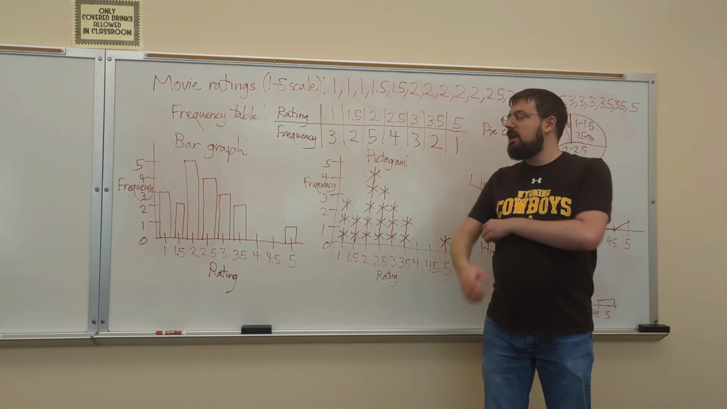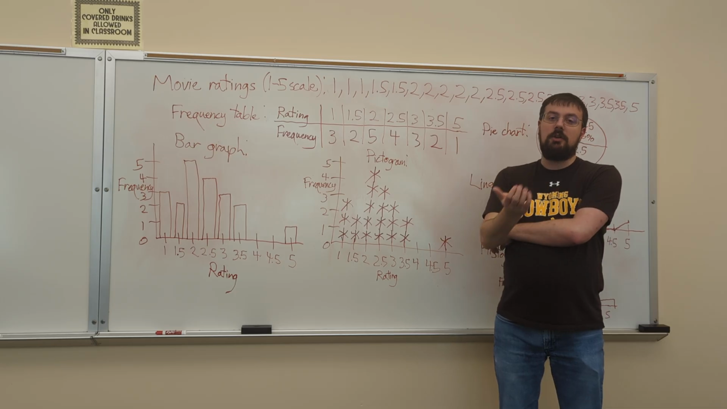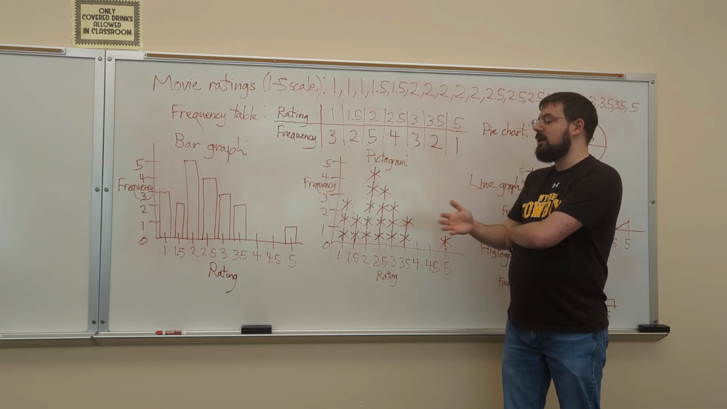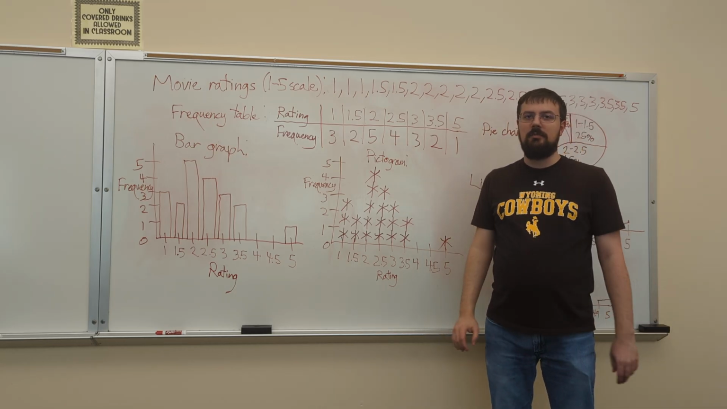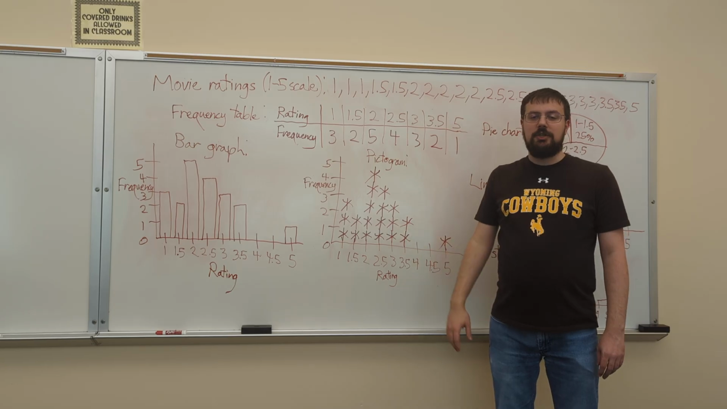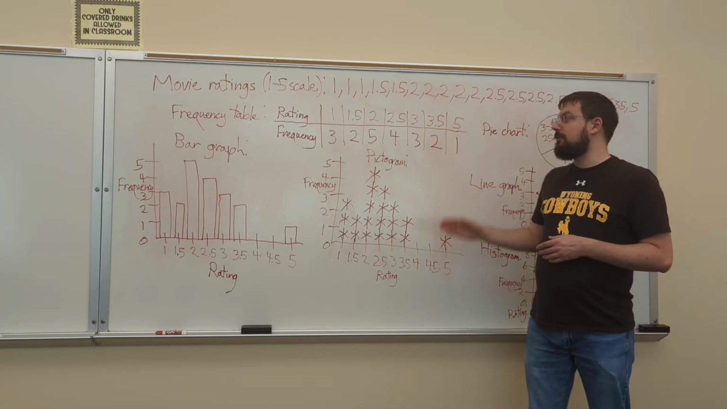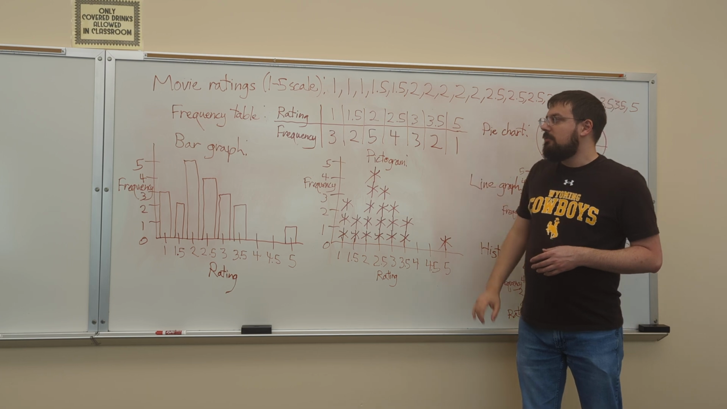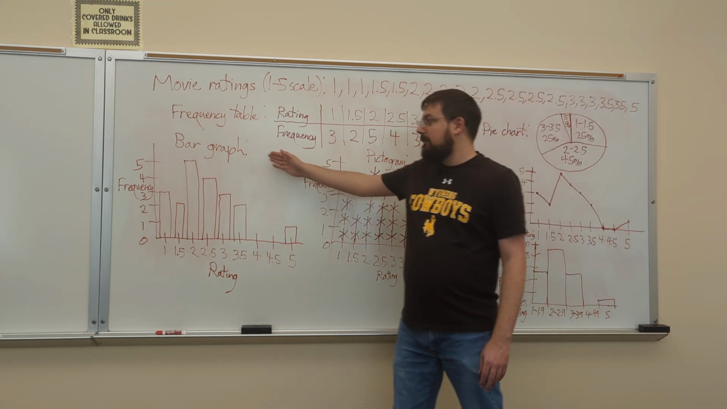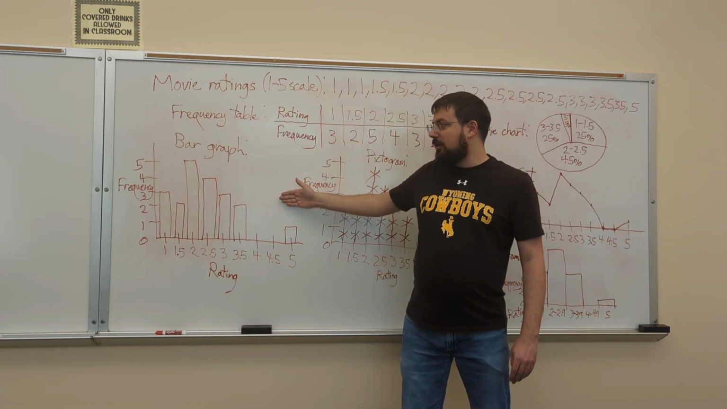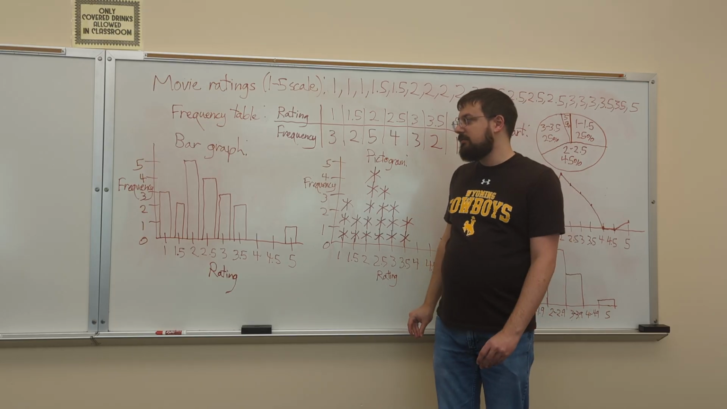I would say that a frequency table is usually going to be a good first step for making a lot of these other different types of graphs and charts that we'll be discussing. Once we've got our frequency table made, we can make what we call a bar graph. This is an example of a bar graph for this data set.